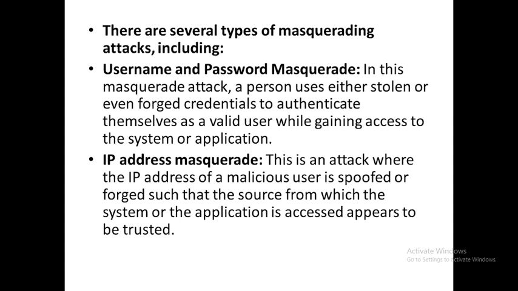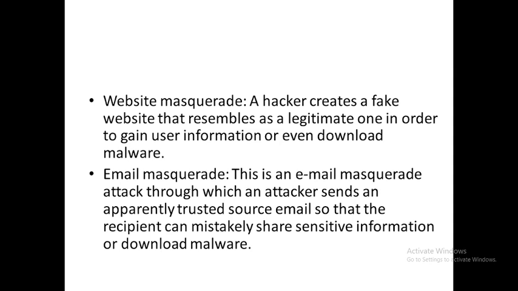And then IP address masquerade. This is an attack where the IP address of a malicious user is spoofed or forged such that the source from which the system or application is accessed appears to be trusted. So they are masquerading the IP address and making the people at the other end believe that they are the trusted end user.